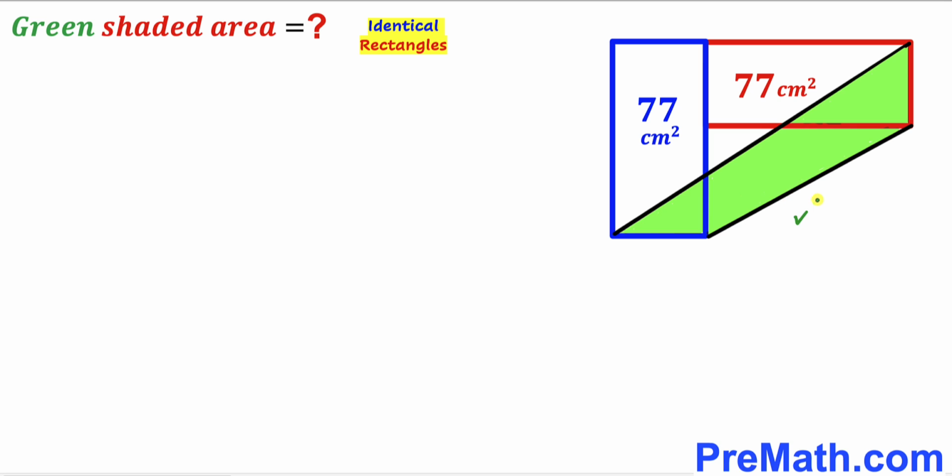As you can see in this given diagram, the area of this blue rectangle is 77 centimeters square. And likewise, the area of this red rectangle is 77 centimeters square as well. And moreover, this diagonal line connects these two vertices, and likewise this line connects these two vertices as well. As a result, we end up with this green shaded region. And now our task is to calculate the area of this green shaded region.